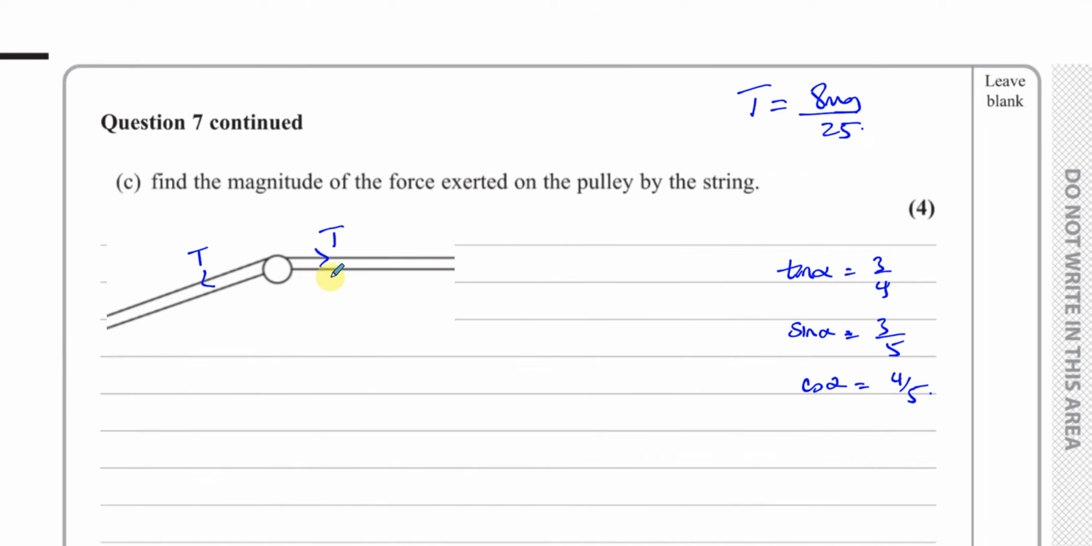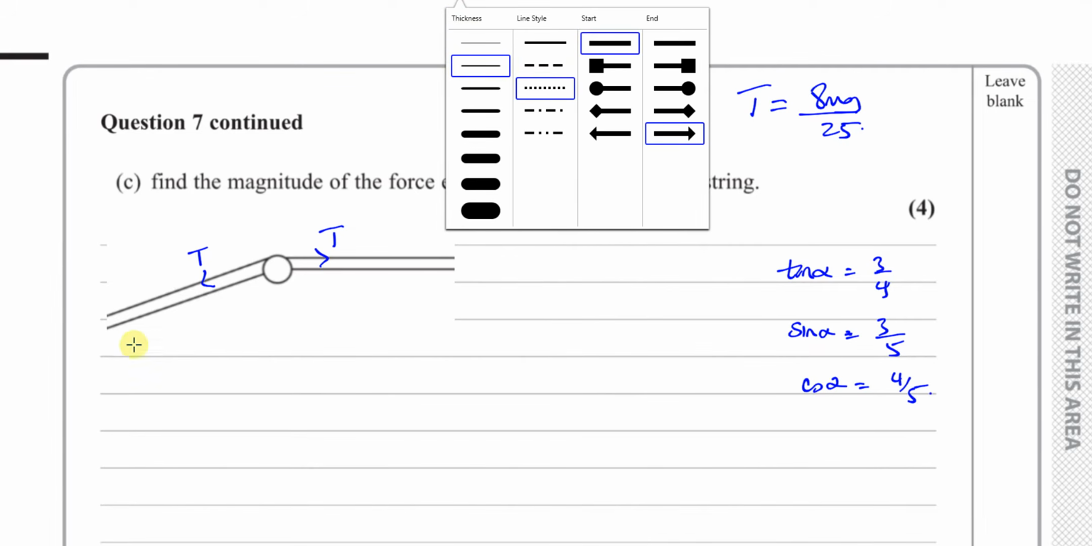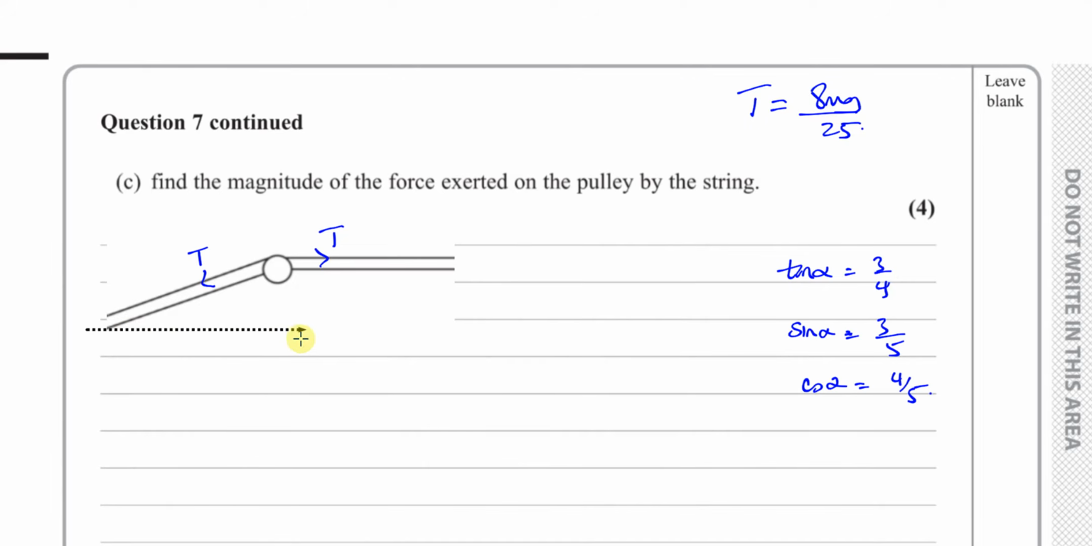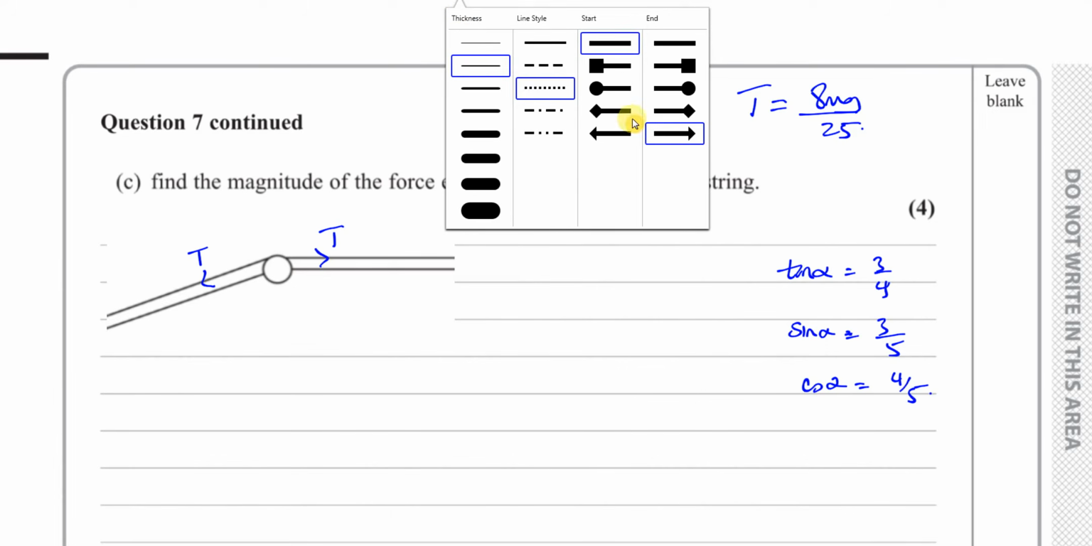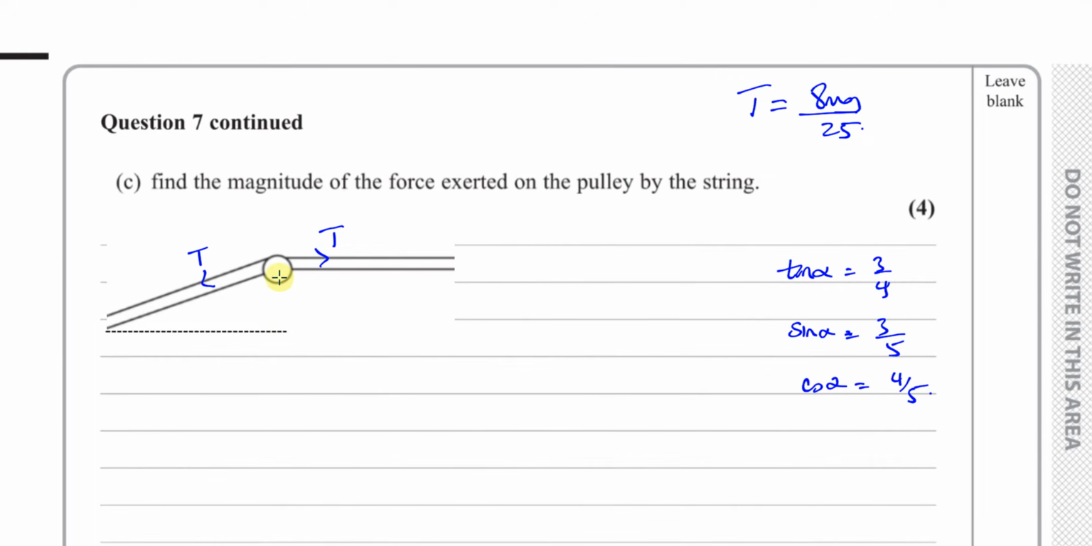So now what I can do here is set up an equation. I've just concentrated on the section of the pulley in the diagram. So I've got this section here. We know that this angle here is alpha, from our diagram before, and this is a right angle here.